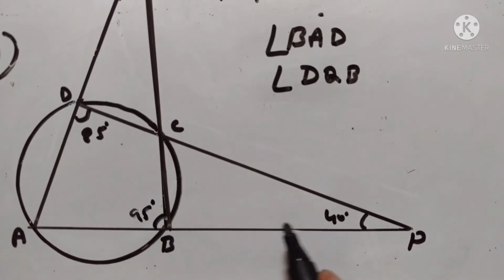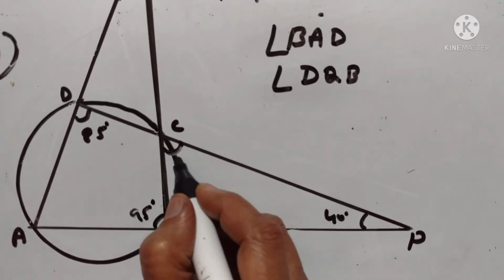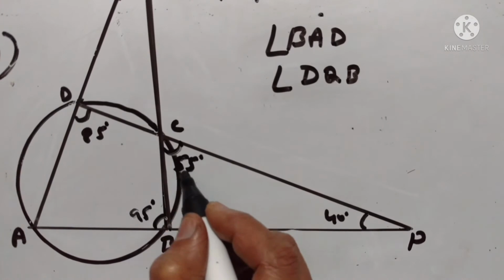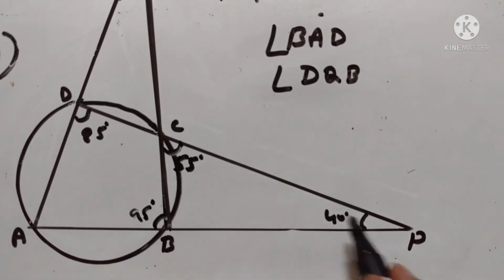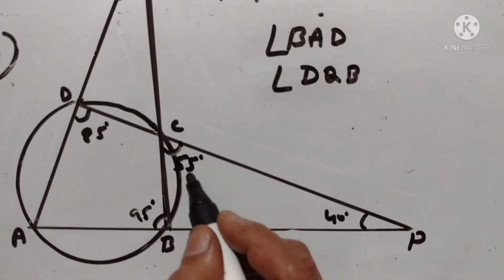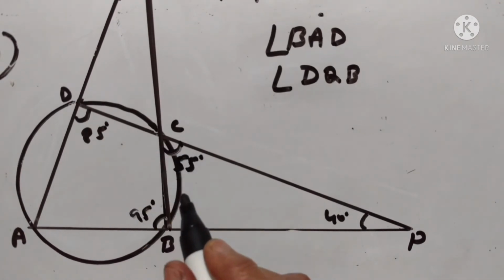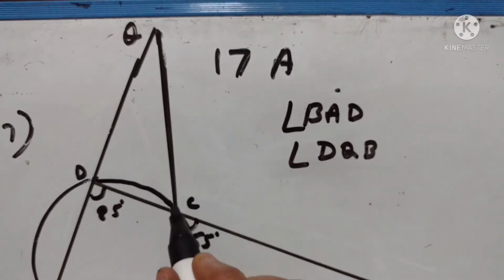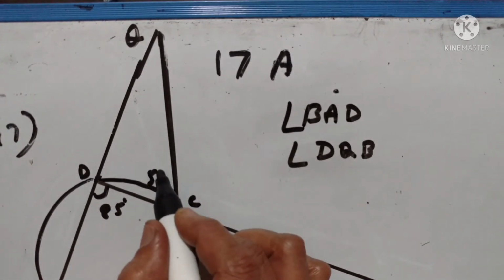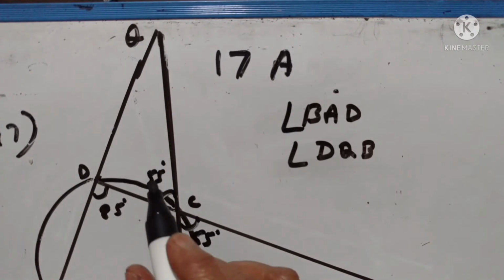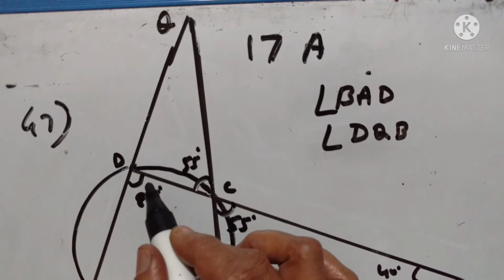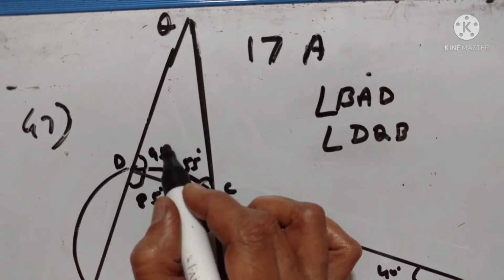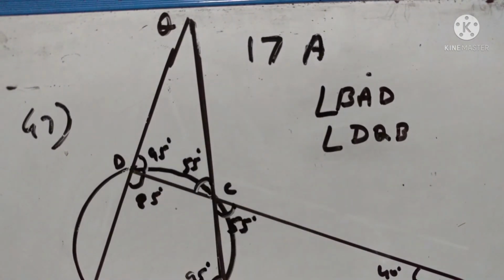Exterior angle of a triangle is equal to the sum of the interior opposite angles. So this is 40, this is 55. 55 plus 40 is equal to 95 degrees. Therefore angle BCP is equal to 55 degrees. So angle DCQ is equal to what? Is equal to 55 degrees. Why? Vertically opposite angles. This is 85, this is 95. Linear pair.